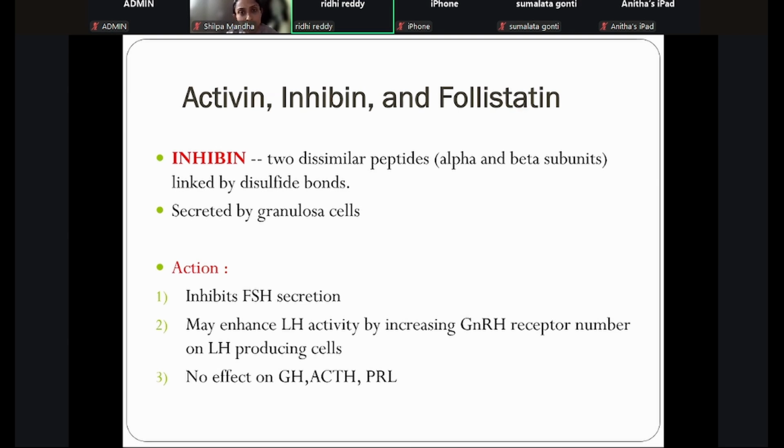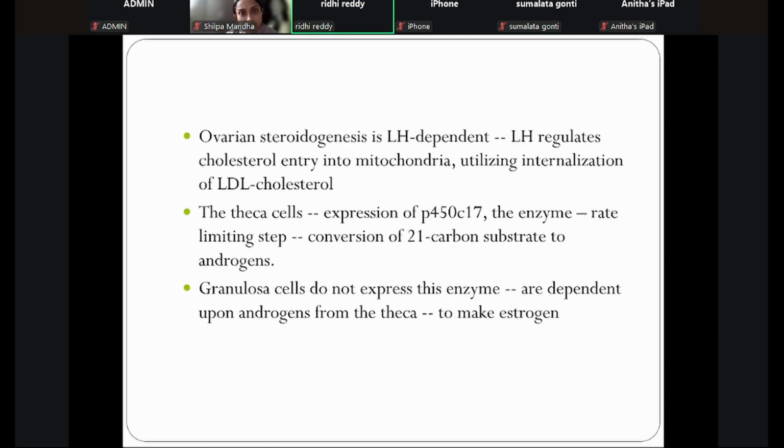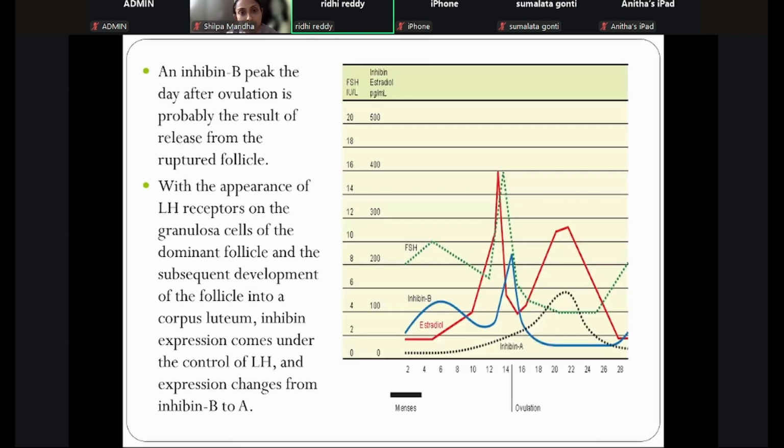So what does this inhibin do? It inhibits FSH action, whereas it may enhance LH activity. So what we see in the early follicular phase, whenever there is more inhibin B, FSH will be less, as you can see. Whenever inhibin is rising, FSH is decreasing.